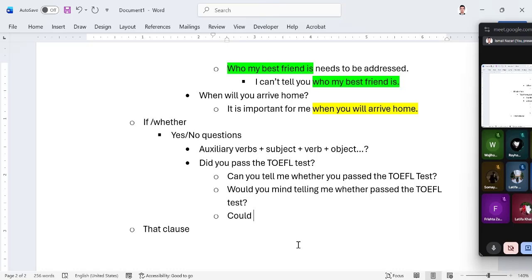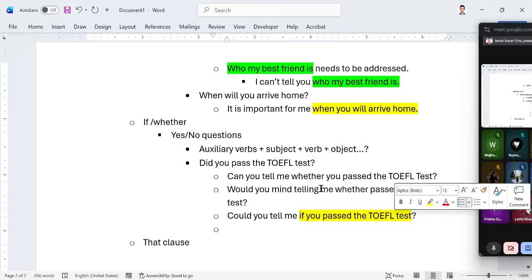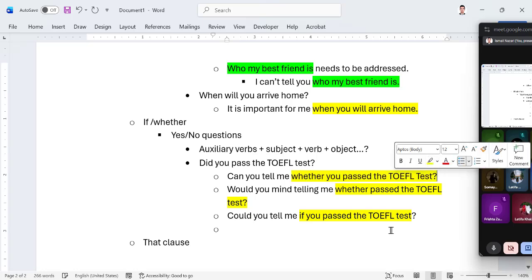And your main clause, you can have anything you want. So could you tell me if you passed the TOEFL test? TOEFL test. It is the next one. We have our noun clause. This is the noun clause. Or when we have whether you pass the TOEFL test, again, it is the noun clause. Or here we have, they're all part of the noun clause.